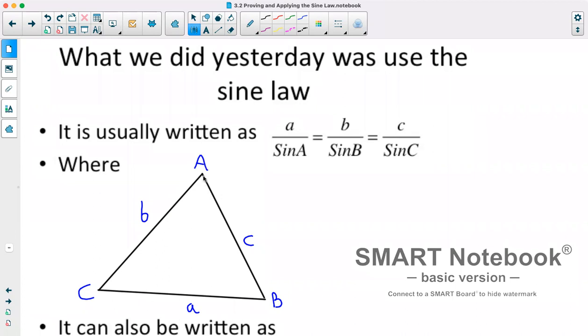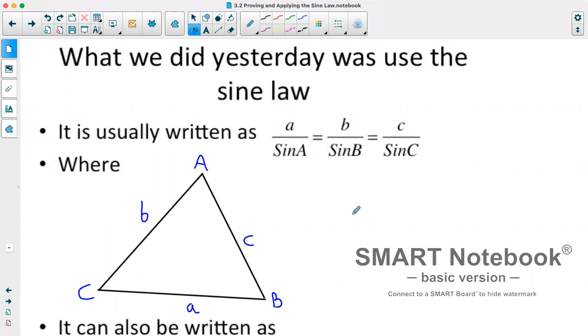So if we have an angle that's capital A, its opposite side is lowercase a. This angle is capital B, its opposite side is lowercase b. Capital C, opposite is lowercase c. Now, this form I would typically use for solving for a side because our side lengths are in our numerator, so it's not too hard to rearrange to get a side on its own.